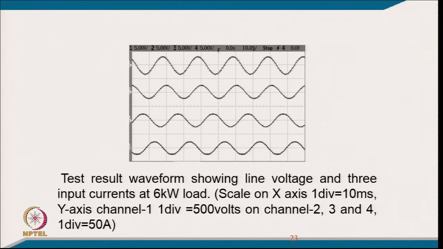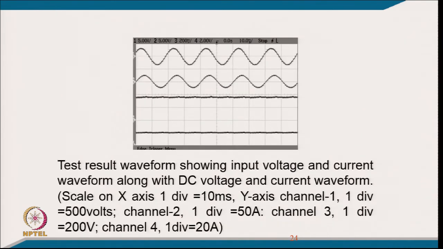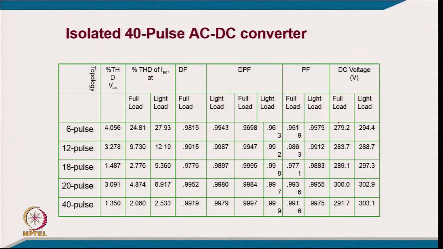And this is the 3-phase supply current along with the voltage, how it looks, almost like a sinusoidal current, and this is, of course, the supply voltage, supply current, load voltage and load current. And these are the experimental results, which you can compare with this 40 pulse. If you talk about the THD of the current, it starts from 27%, and 12 pulse is 12.19%, 18 pulse is 5.36%, 20 pulse is 6.9% and 40 pulse is only 2.5%.